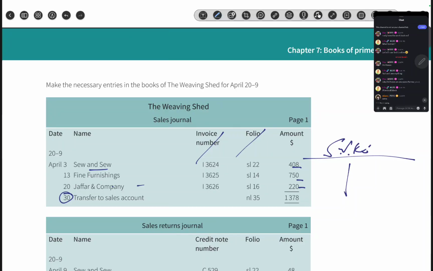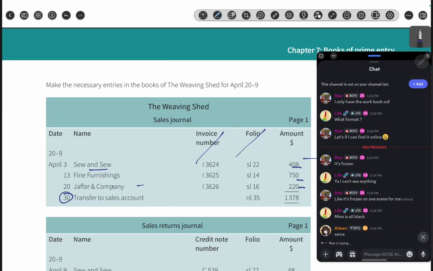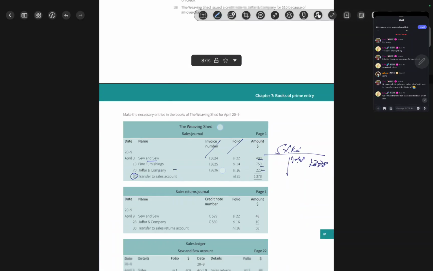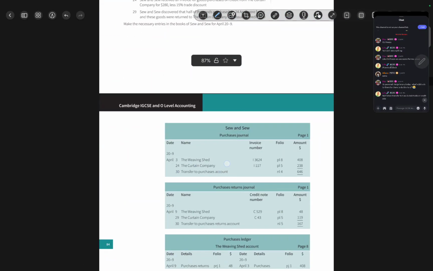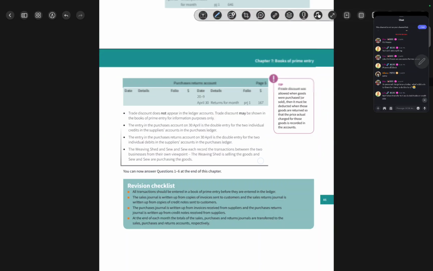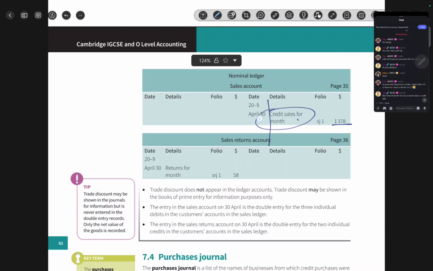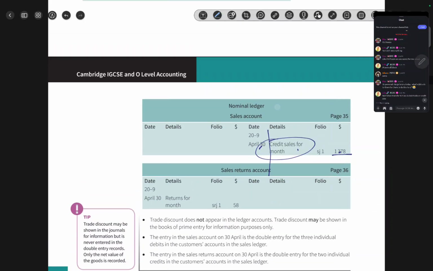You feel me? It's good you guys can't see anything, because you would have seen my handwriting just now. Anyways, this isn't even my handwriting. This is magic. So you transfer it, and it's going to be 1378 on the credit side of the sales account, and you write total sales for the month. Credit sales for the month, April 30, transferred, it came from your sales journal.